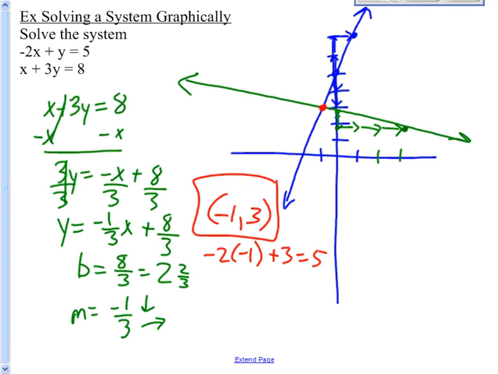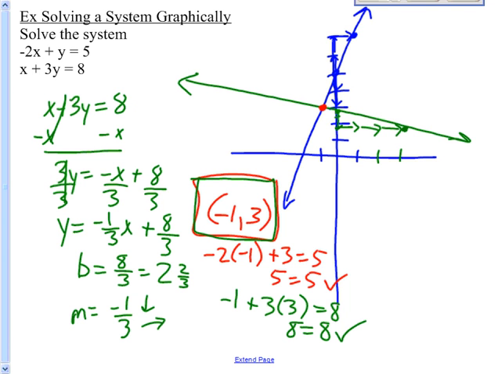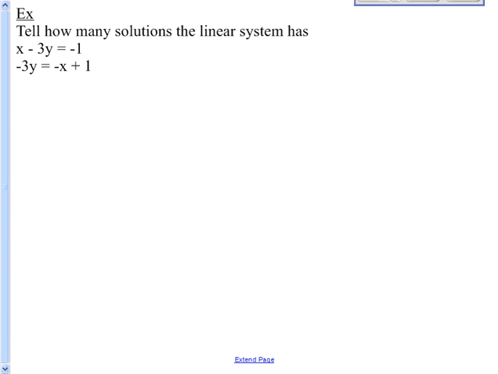I plug it into negative 2x plus y equals 5. I say, yeah, 2 plus 3, 5 equals 5. Hey, that one worked out. Let's plug it into the other one. x plus 3y, is that equal 8? Negative 1 plus 9. Hey, that one works out too. What do you know? Negative 1, 3 really is where those two cross. Okay, but again, do this on graph paper, a little easier to see.